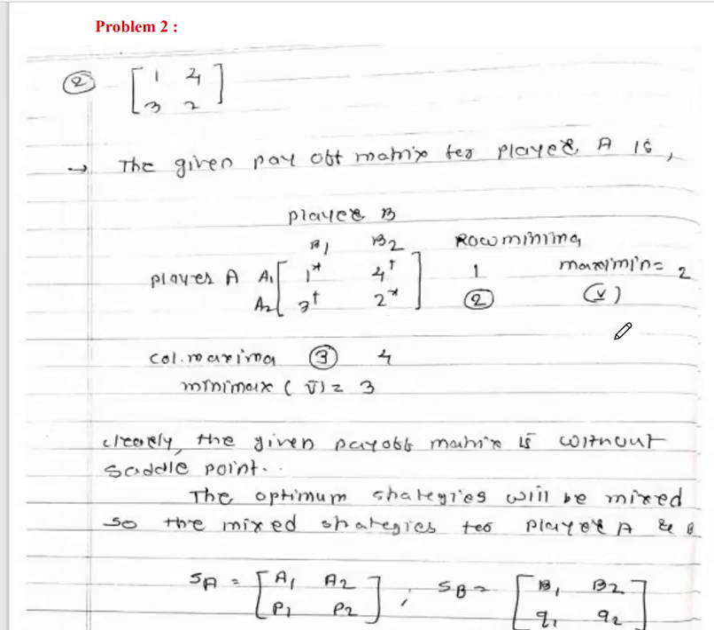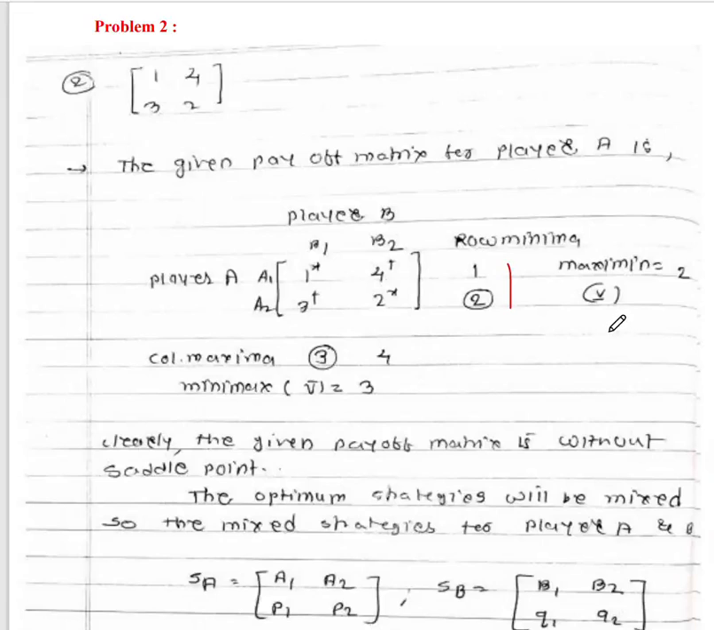Find the maximin. Maximin means the largest value among the row minima, and it is denoted by lower v bar, equal to 2. Find the column maxima. Column maxima means the largest value in each column, marked with a plus sign. So this is 3 and this is 4.